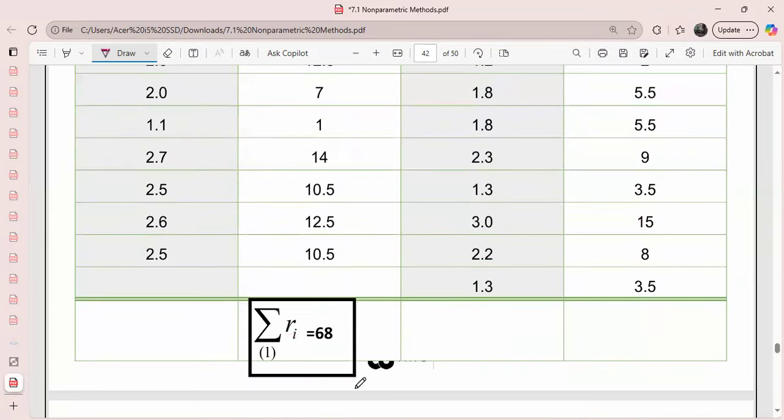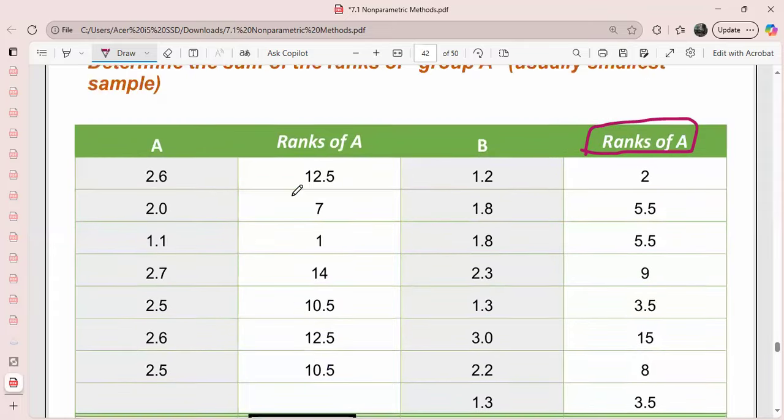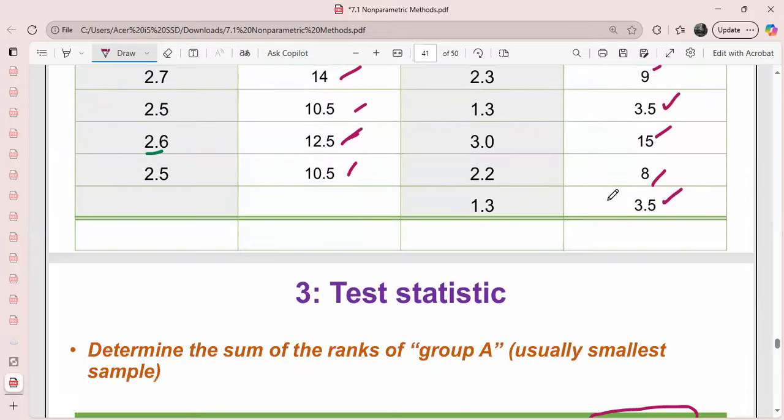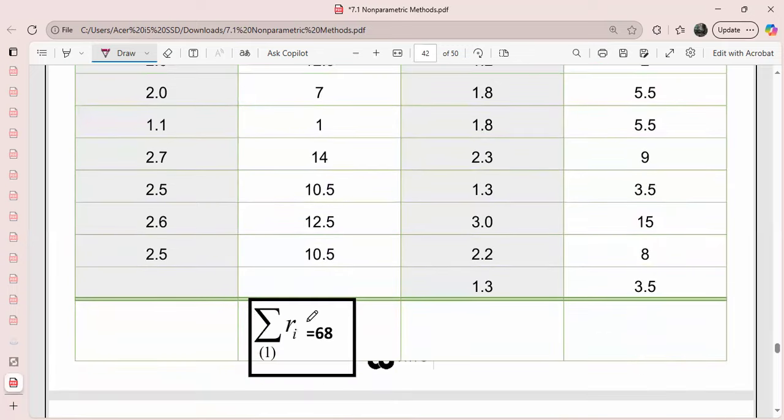Now, here, you saw how I got the ranks of A and also how I got the ranks of B. I think they made a mistake. It was supposed to be, because if you check here, this is the ranks of A, this is the ranks of B. Till 3.5, the ranks of B. Yeah, the ranks of A, the ranks of B.